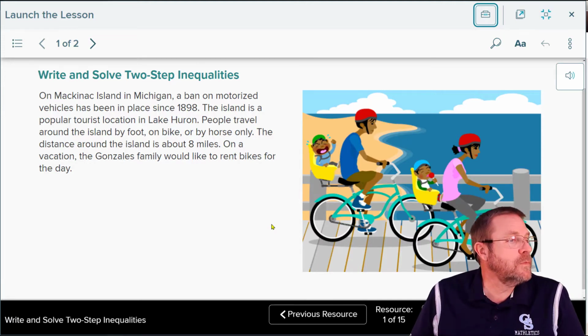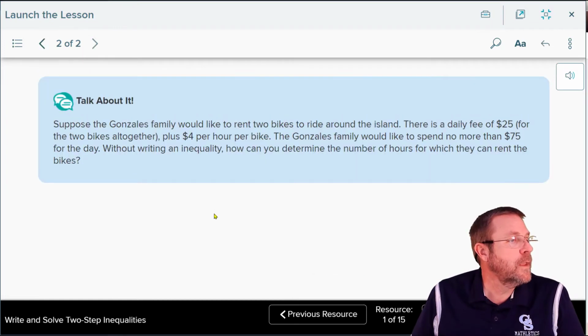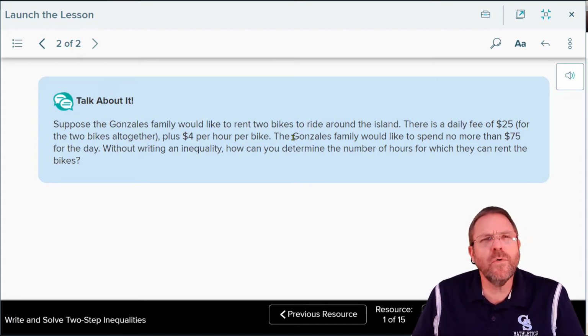On a vacation, the Gonzalez family would like to rent bikes for the day. Suppose the Gonzalez family would like to rent 2 bikes to ride around the island. There is a daily fee of $25 for the 2 bikes altogether, plus $4 per hour per bike. The Gonzalez family would like to spend no more than $75 for the day. Without writing an inequality, how can you determine the number of hours for which they can rent the bikes?